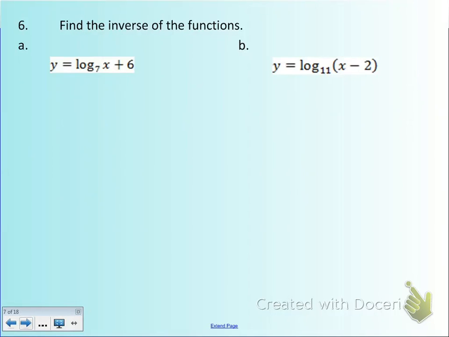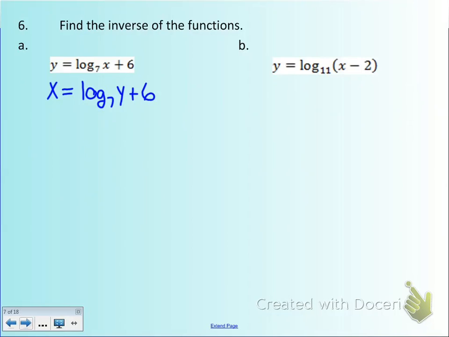Welcome back. Our first one here, knowing what we did in Unit 6 when we're trying to find inverses, our first step is to switch the x and the y. So x equals log base 7 of y plus 6. After this, our ultimate goal is to get the y by itself, solve for y. So we want to get the term with the y by itself.